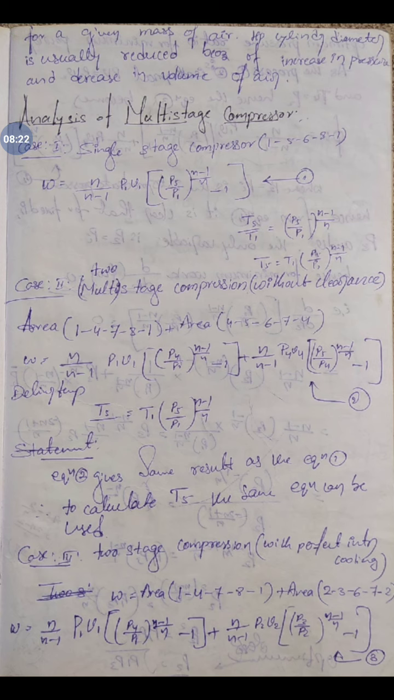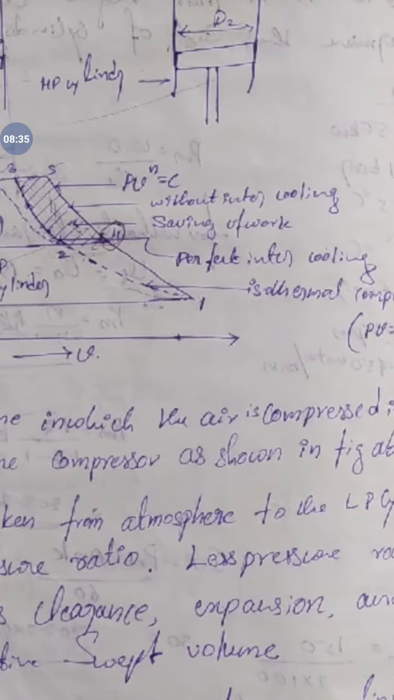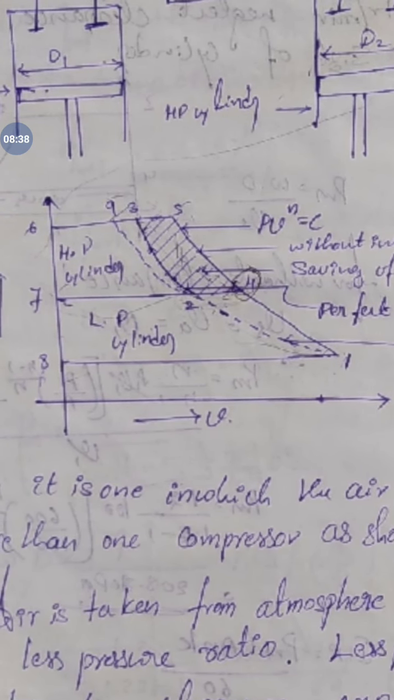Now let us consider case 3, that is two-stage compression with perfect intercooling. I have already explained that compression takes place from 1 to 4. Once again I am going to show the PV diagram. 1 to 4 adiabatic compression takes place in the LP cylinder. 4 to 2 cooling takes place, then 2 to 3 compression takes place in the HP cylinder, and 3 to 6 delivery takes place. Again 6 to 7 and 7 to 8 expansion takes place, 8 to 1 compression takes place, and the same cycle is repeated.